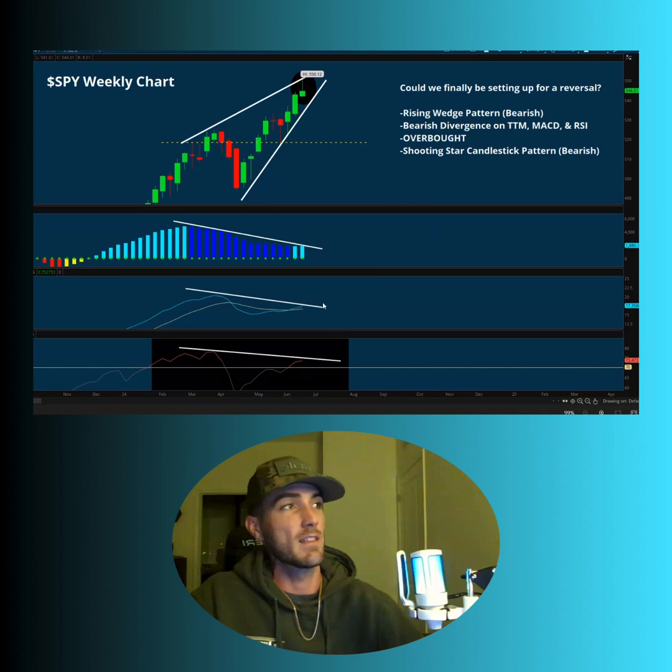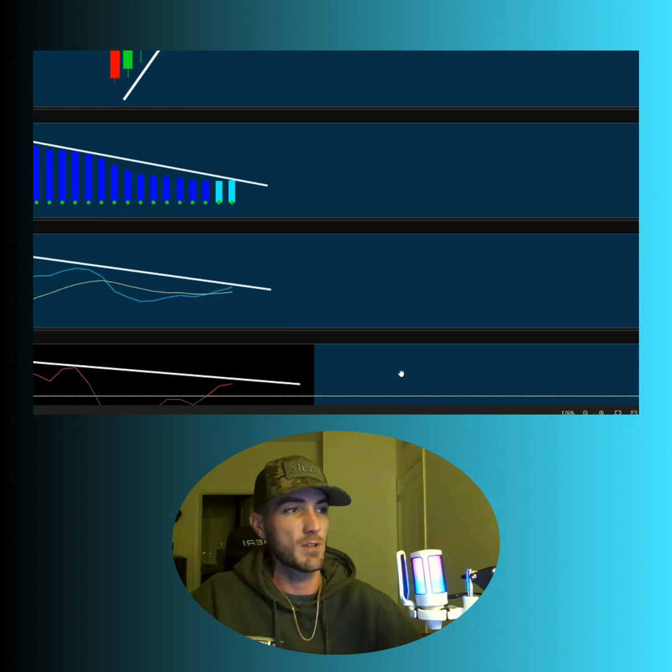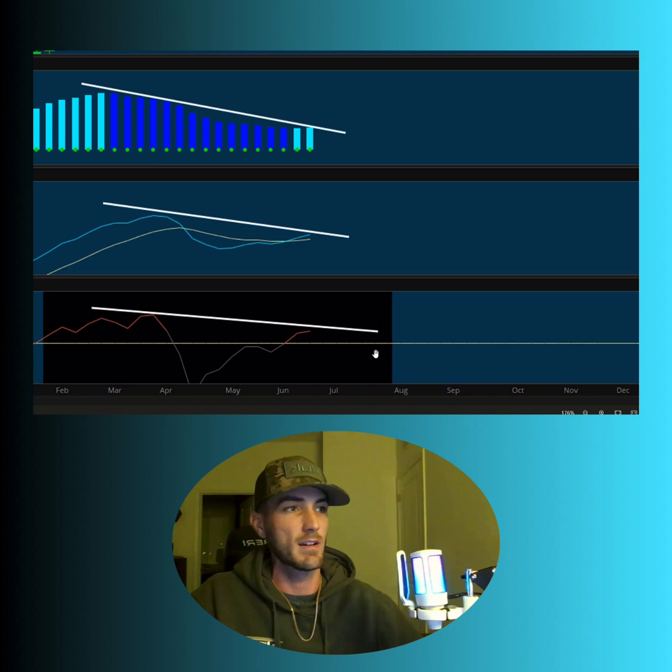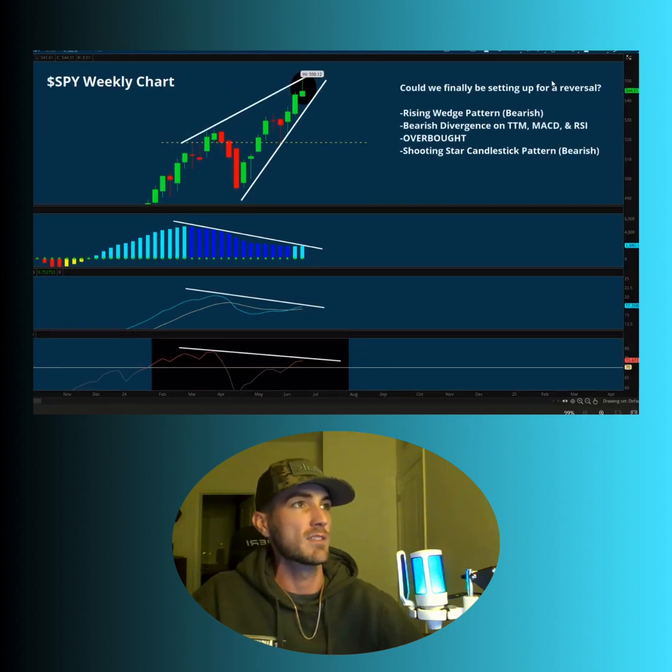All right, and then lastly, looking at the indicators, lower highs, lower highs, lower highs, while the chart plotted higher highs. So that is your bearish divergence across those three. And then on the RSI, we get that second signal of being overbought. We're above the 70 range, this yellow line here. So we are again overbought. All right, that's the weekly chart.